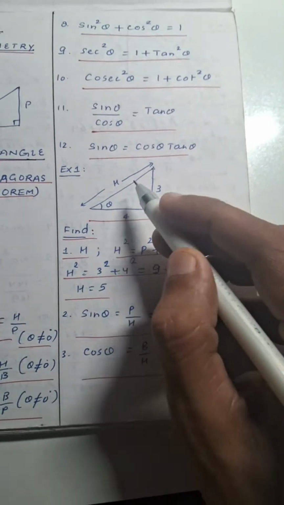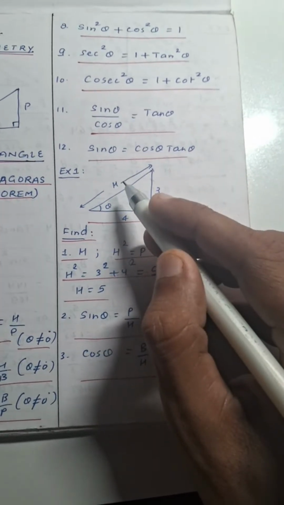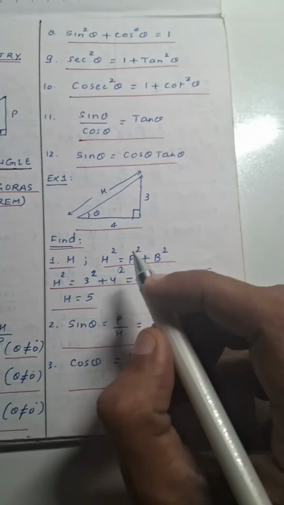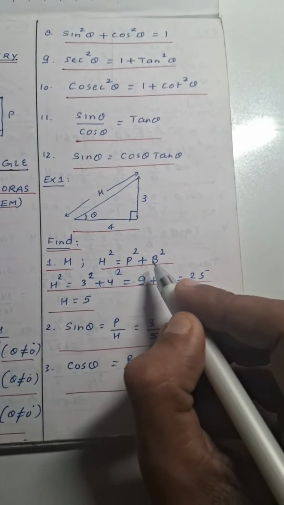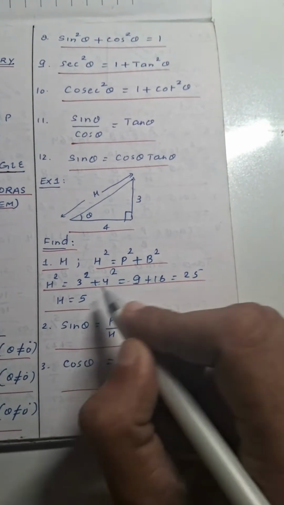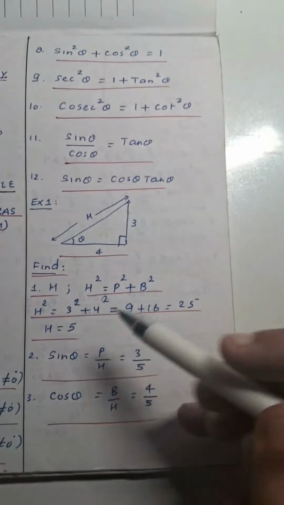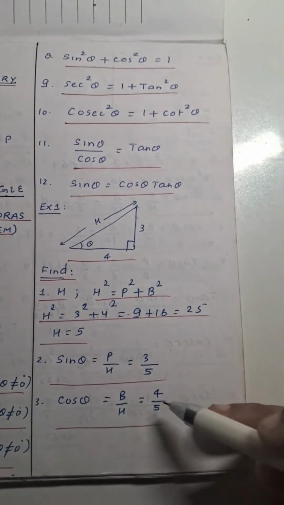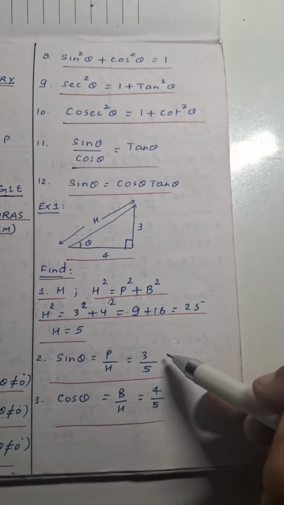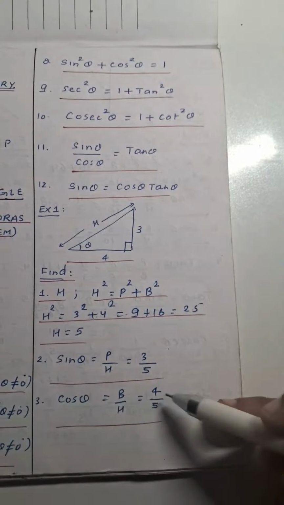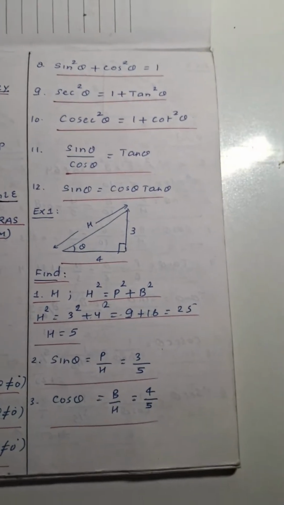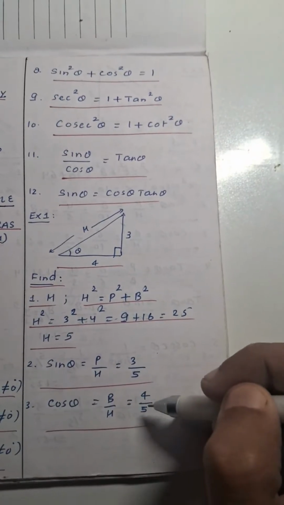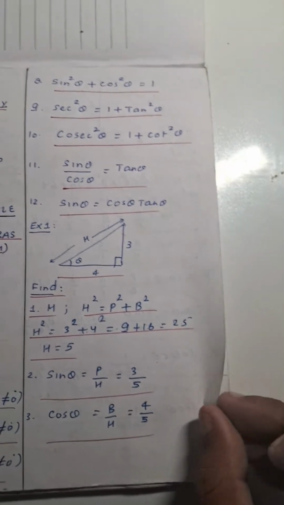So here example 1 is given, the sides are 3 and 4, and you have to calculate. The first thing is the hypotenuse. So applying Pythagoras theorem, we have h square is p square plus b square. After solving this, we have h square is 25, so h will be 5 over here. Then sin theta is p by h, p is 3, h is 5, so we have sin theta is 3 by 5. And here theta is equal to 37 degree, standard value. Cos theta is b by h, which will be 4 by 5. And from here we can also calculate cos theta, which is also 37 degree.